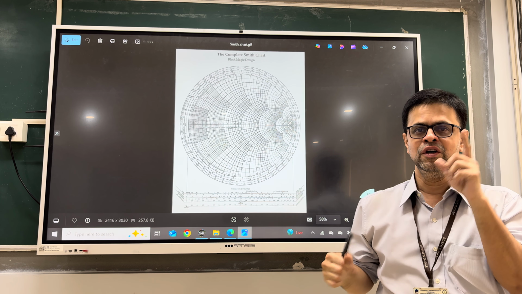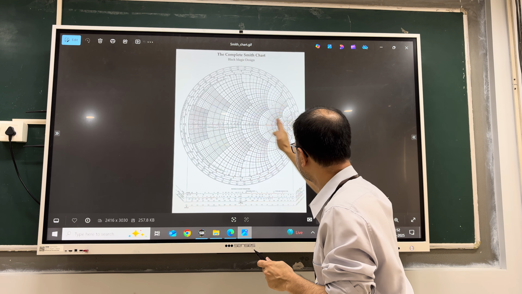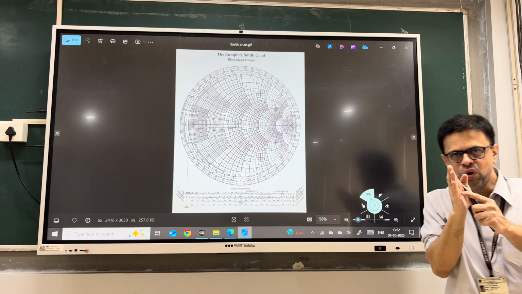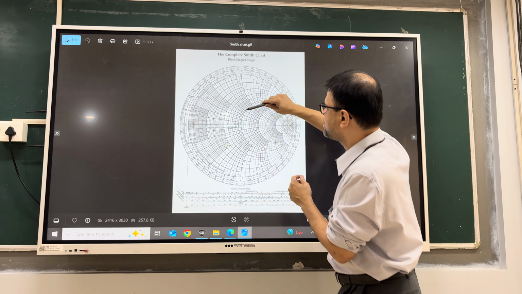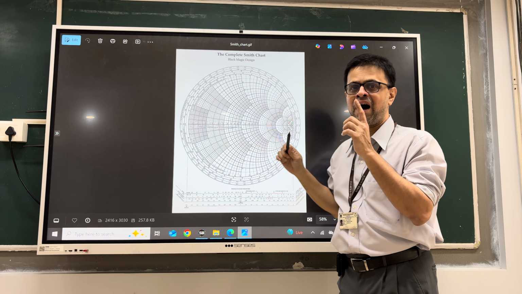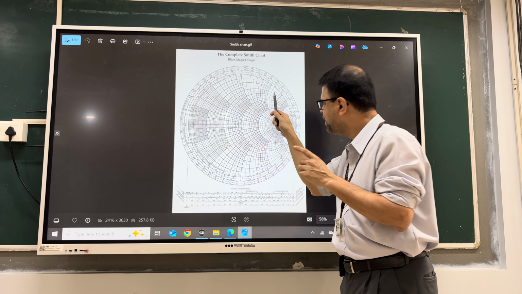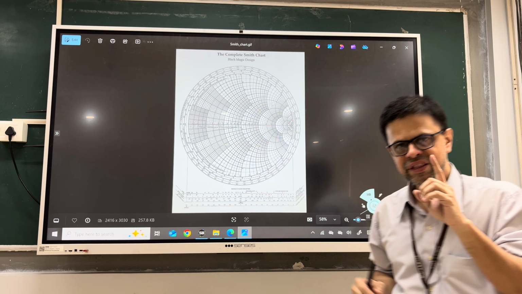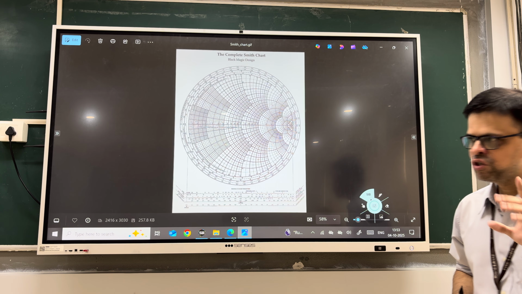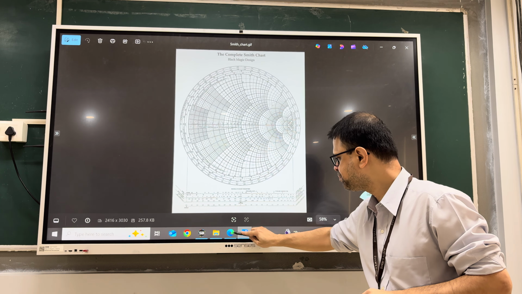So you can see that the center of the Smith chart has slowly shifted towards the right side. Remember, the center has slowly shifted towards the right side. This is my gamma I plane, this is my gamma R plane. So here I am plotting the center point and drawing the R equal to 1 circle with radius 1 by 2 and center at 1 by 2, 0. So this is the circle for R equal to 1.